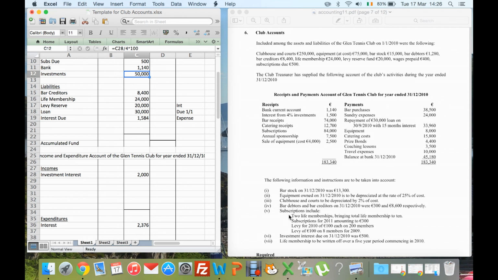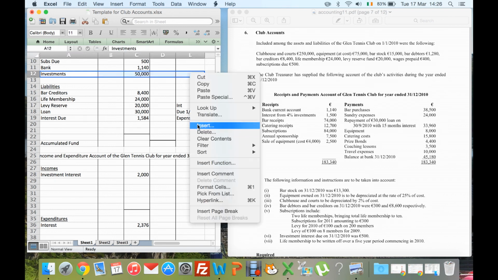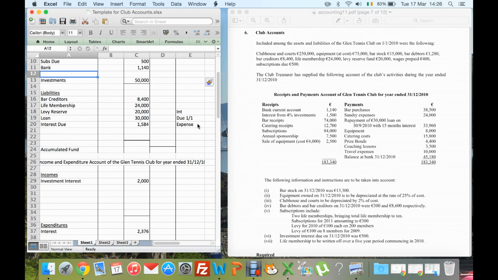So subs include, is anything to do with previous years? Levy, that's for 2010. There's a levy for last year, so these people owe us money. So I'm going to put that in as another circular row. So we have a levy due, and the amount of money is 100 for 8 members for last year, so that's €800. Okay. And investment into life membership written off. So we'll deal with that as we go through the year.